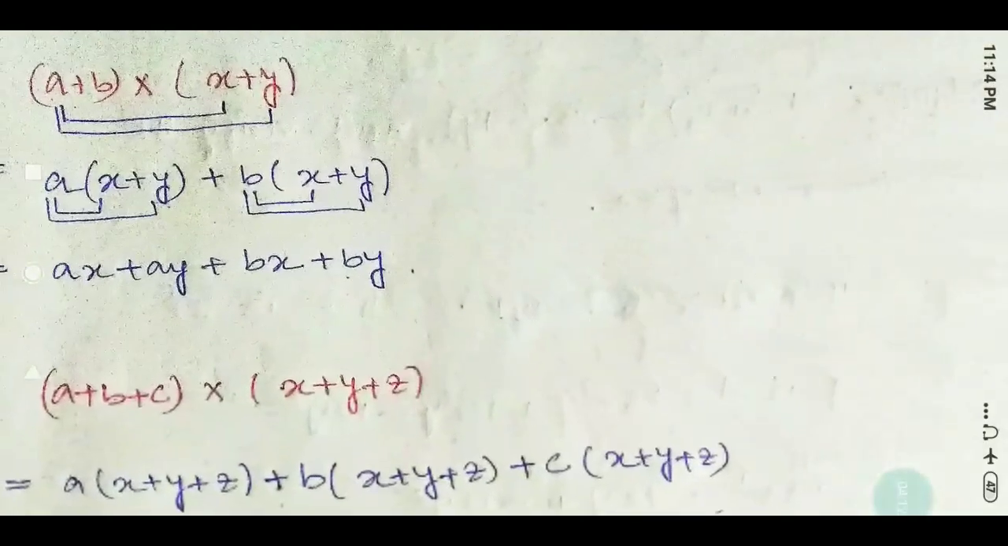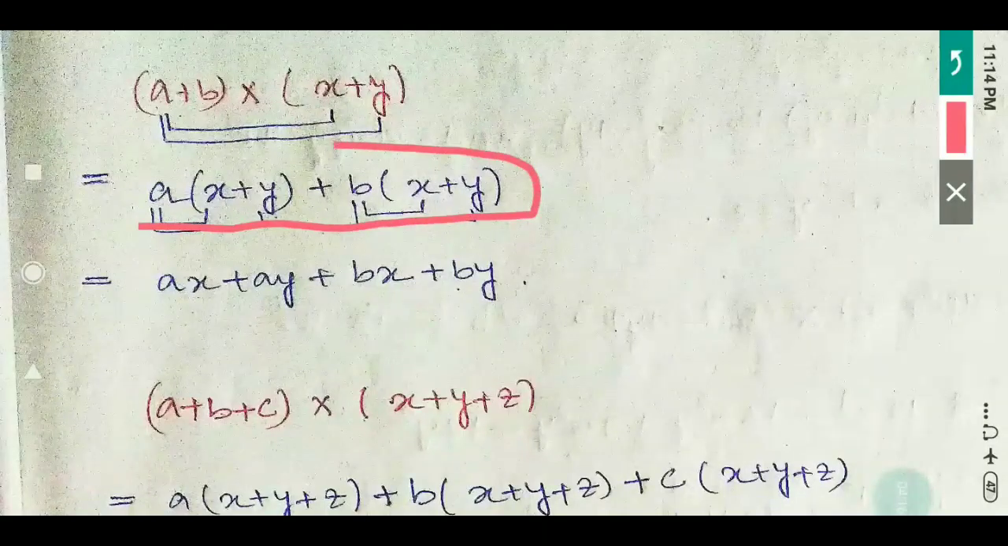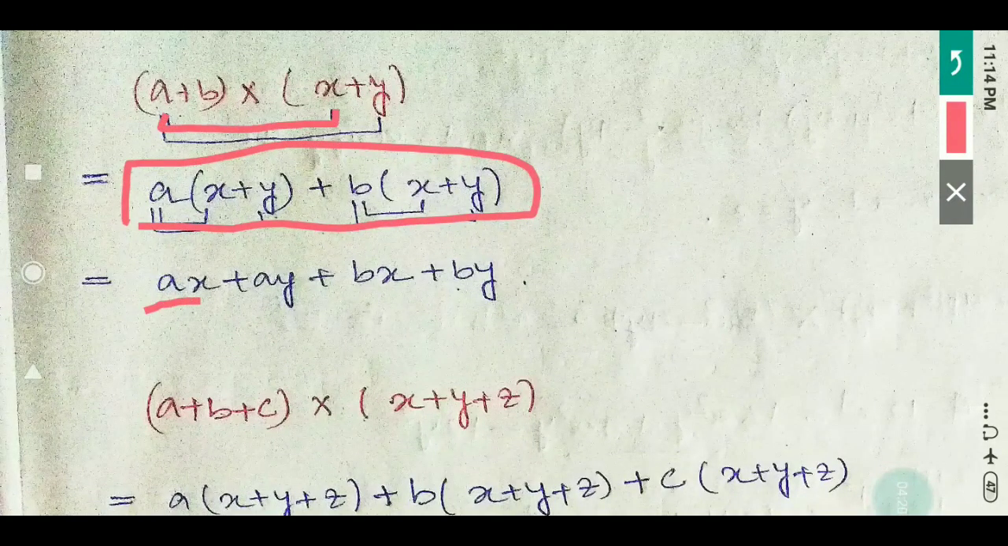That means if it is given like this, without writing this form, you can simply tell a into x, ax, then with the first term you go to the second term, a into y, ay. Then again start with b into x, bx, then plus is given here also plus, so it will be plus by.